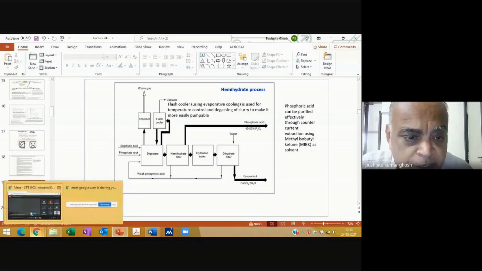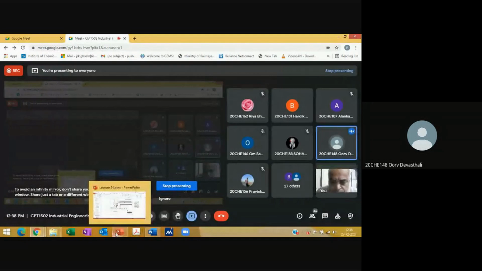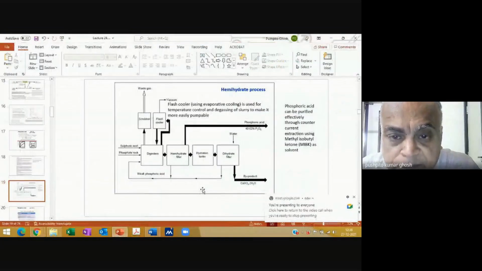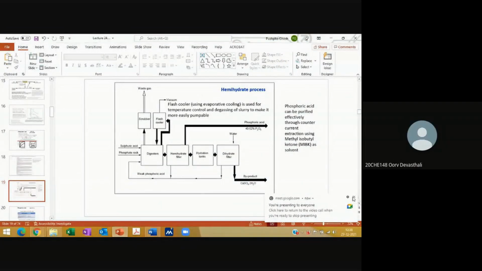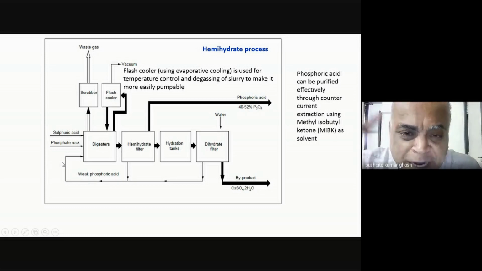Is that clear? I have a small doubt, sir. Yeah. So in the digester, after the digester, what exactly happens with the hemihydrate? What happens is, in the digester, at this point you're producing hemihydrate, because I'm doing the reaction at a temperature of around 110 degrees centigrade. So I make CaSO4 half H2O because I'm in that domain of the phase diagram where the half H2O will form.